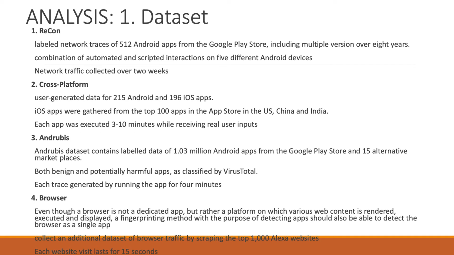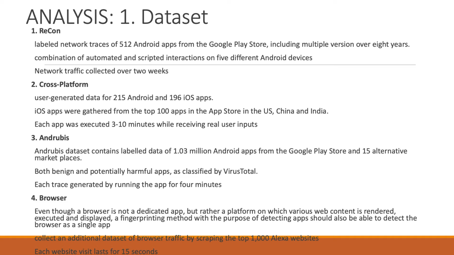So they use a variety of data sets because they wanted to generate fingerprints across various areas. They used Recon, which has various Android applications and even has its different versions. So they used it to see the performance on different versions, and they collected the data for over 2 weeks. Then they used a cross-platform data set, which contains apps from both Android as well as iOS, and each app was executed for 3 to 10 minutes to generate traces and inputs.